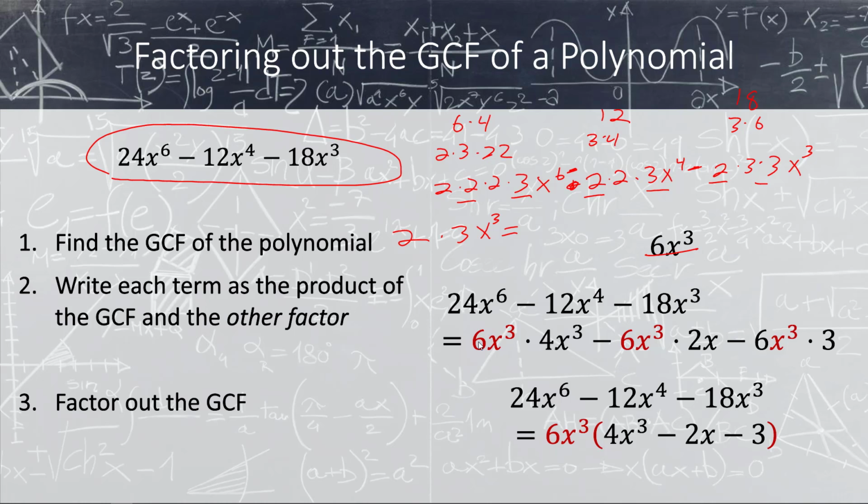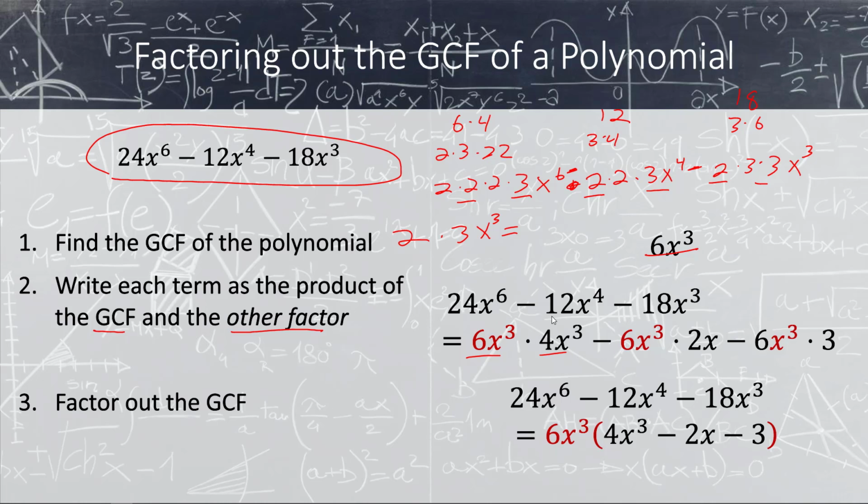Now we want to write each term as a product of the greatest common factor and some other factor which will produce this term for us. So we can rewrite 24x to the 6th as 6x cubed times 4x cubed. 6 times 4 gives me 24. X cubed times x cubed gives me x to the 6th.